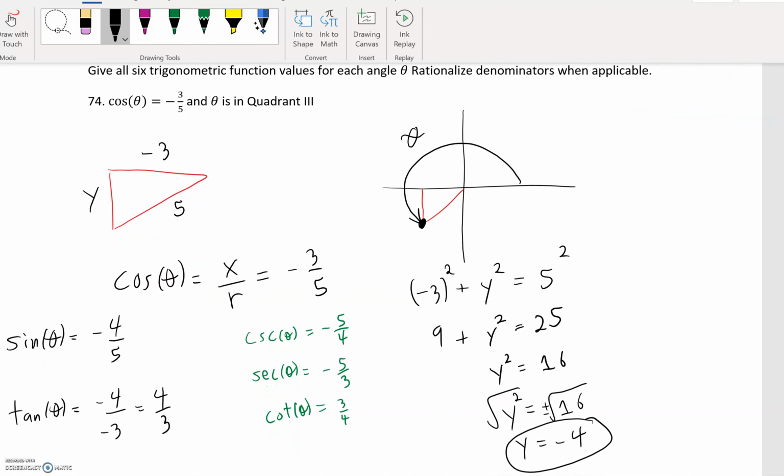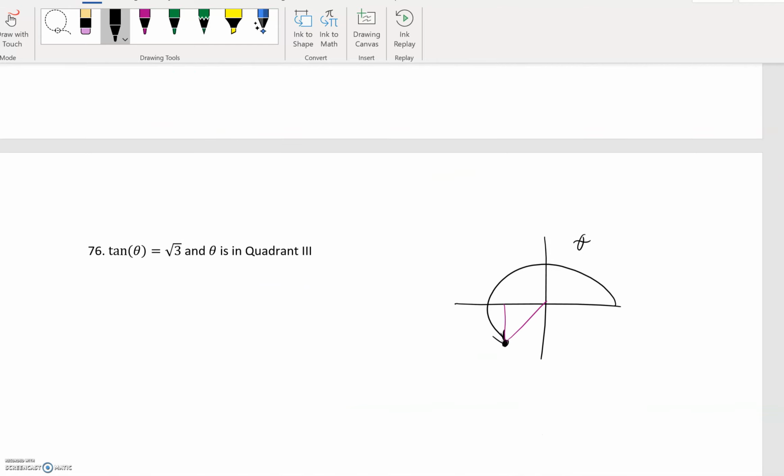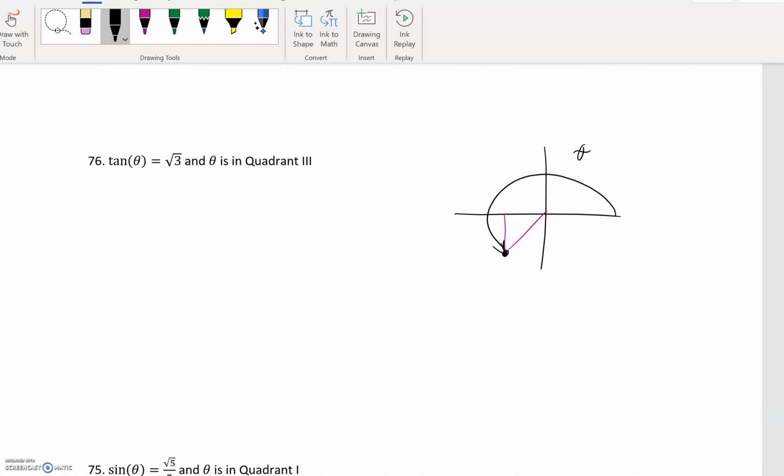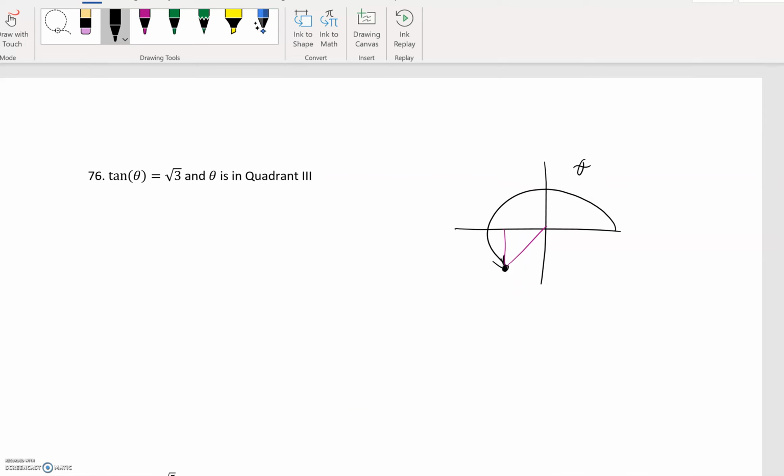On Tuesday, we worked on this problem here, where you had to find all 6 trigonometric functions evaluated at theta, and you're given some information about where theta is. Let's take a look at another one of these problems. You're given tangent of theta equals square root of 3, and theta is in quadrant 3. So if your angle's in quadrant 3, we know the x value and the y value of that point will have to be negative.